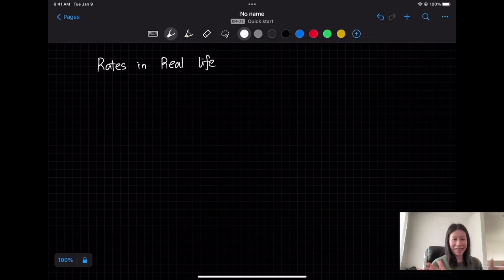Hello everyone. Today we're going to discuss rates in real life. So far we have emphasized the derivative as the slope of a tangent line to the graph. So the interpretation is very visual, and usually when we examine the graph of a function, we will continue to use it. So let's recall what a rate is in real life.